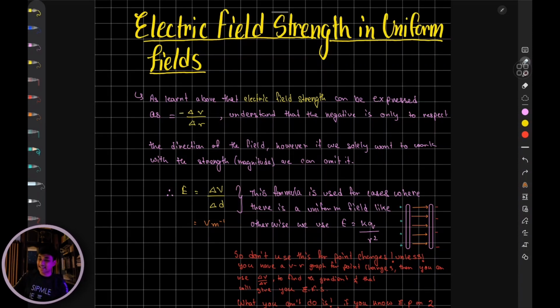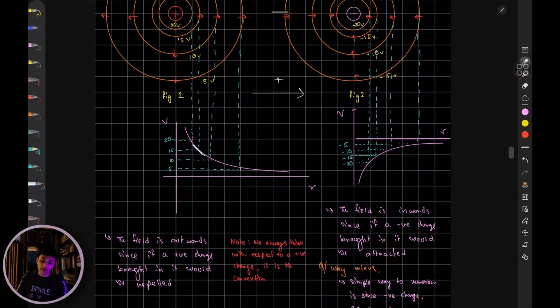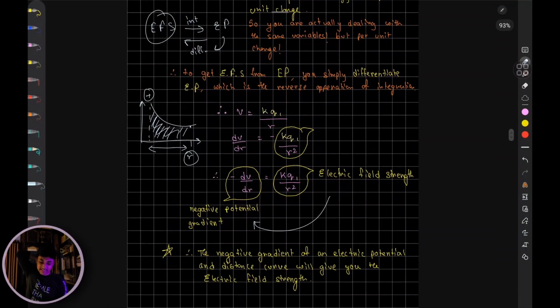Okay, since that is the case, we can also work with a much simpler formula to find the electric field strength. Since it's constant, we can use ΔV by Δr, where V is the potential difference and Δr is the separation between the charged plates. Now, how we get this formula, you have to watch the previous video. In short, what we do there is differentiate electric potential to get electric fields.